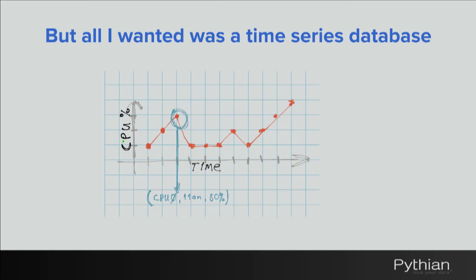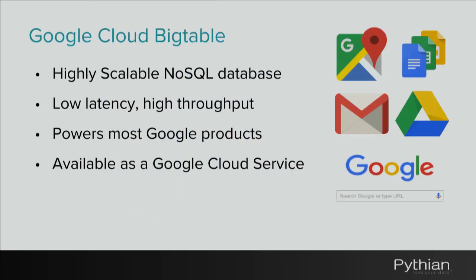But all we wanted was actually a time series database, right? So we wanted to store this simple data structure in a predictable and scalable way. We didn't want to roll our own Hadoop clusters. So luckily, a better way exists, and in the second section of this presentation, we'll be talking about Google Cloud Bigtable and how OpenTSDB can integrate with that, and why you would want to do that.